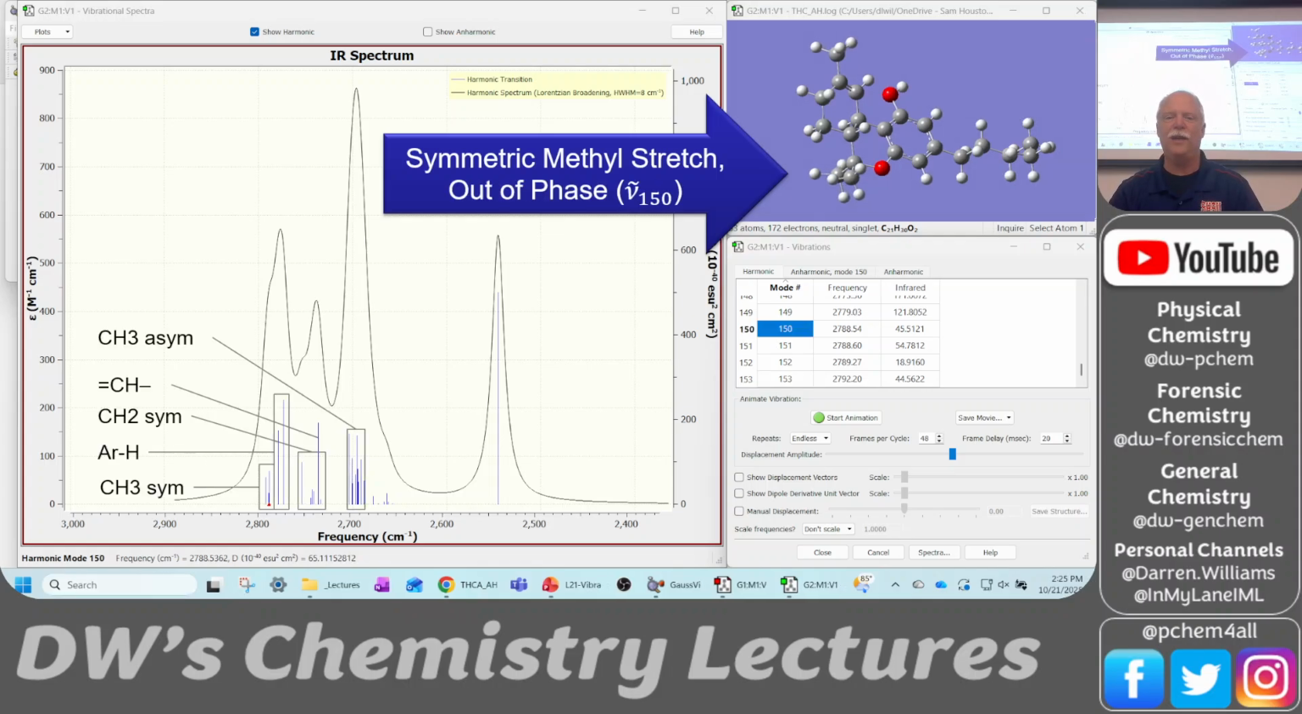And then this is out of phase. You see, 2 methyl groups, one stretching while the other one's compressing. So that's the out of phase.